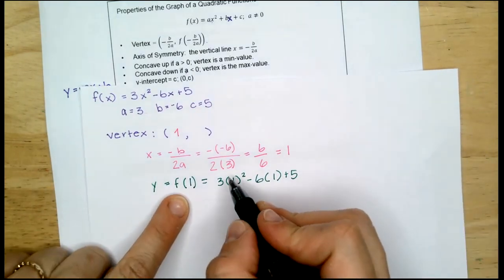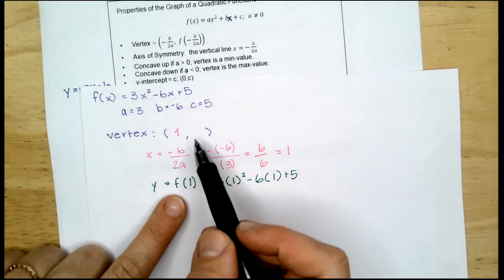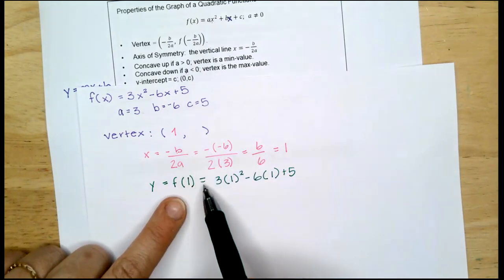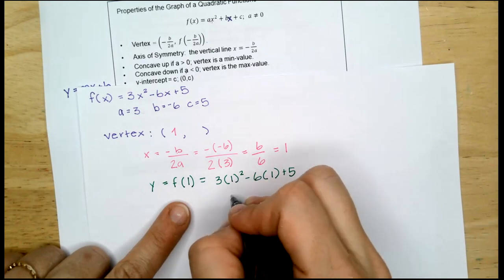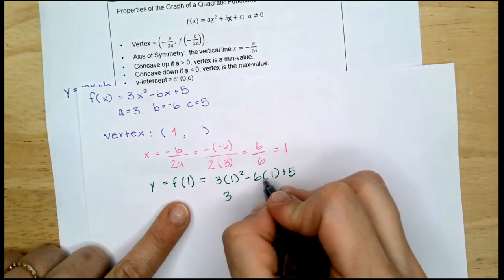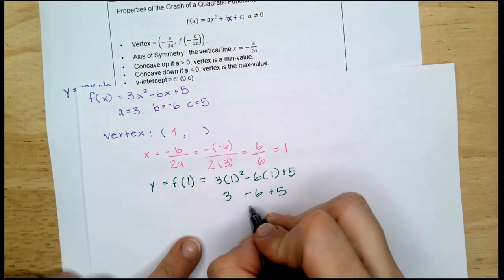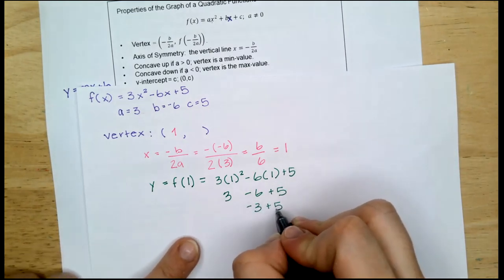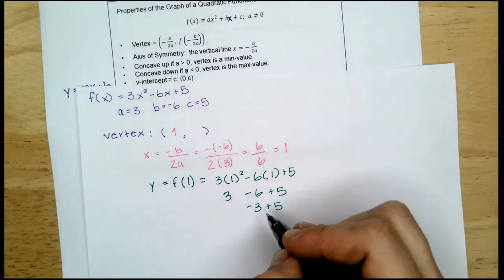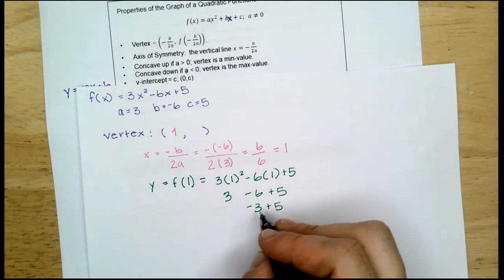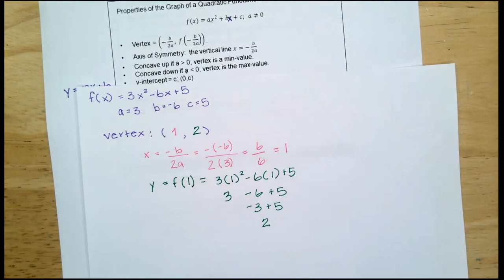Good. So it's f of 1 because it's f of negative b over 2a. So I put in a 1 for every x value. 1 squared is 1, so 3 times 1 is 3. Negative 6 times 1 is a negative 6 plus 5. 3 minus 6 is a negative 3 plus 5. It's just good to do it one step at a time so you don't make mistakes. And then negative 3 plus 5 is the same as 5 minus 3, so that's just a 2. So my vertex is 1, 2.